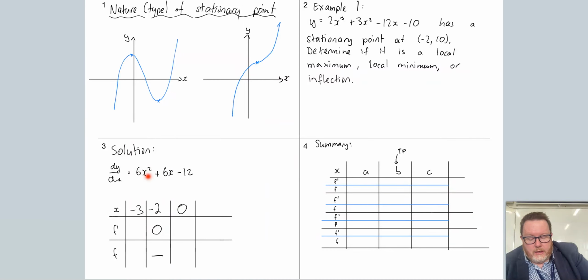So that's going to be -3 squared is 9, times 6 is 54. And then I'm going to take 6 times -3 away, which is -18, and then take -12 away from that. So I've got 54 minus 18 minus 12. I don't care what that is. All I know is that that's definitely going to be positive. So I'm going to write a big plus there. Okay, what does that mean?